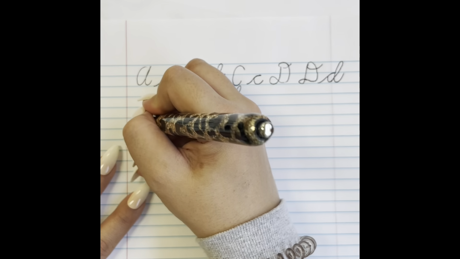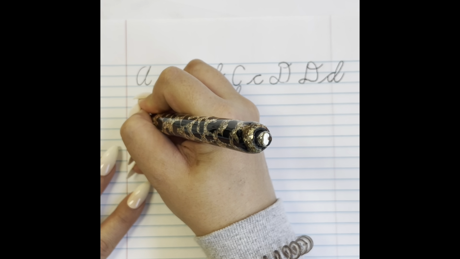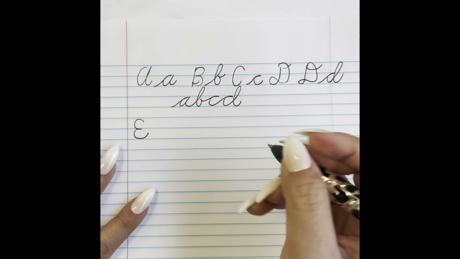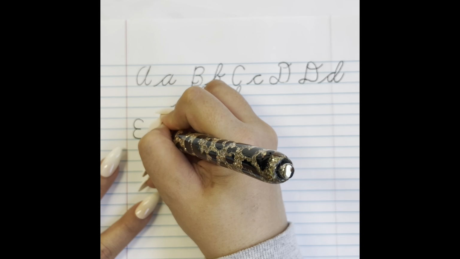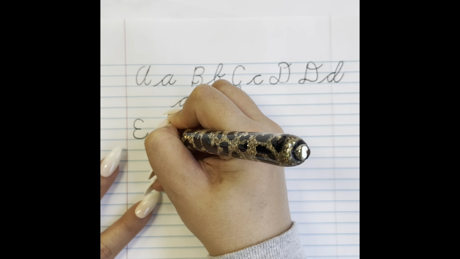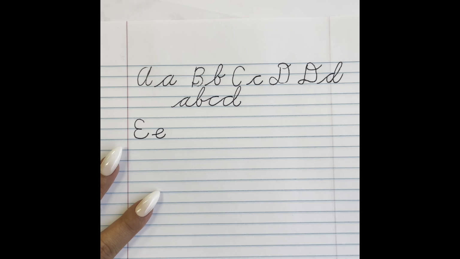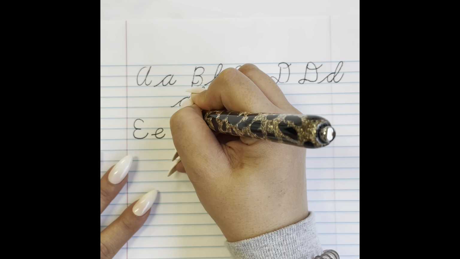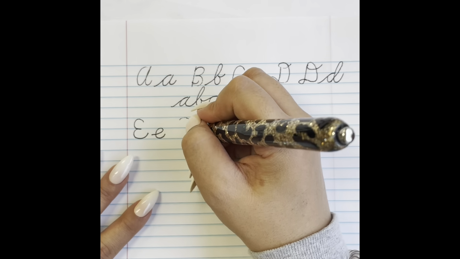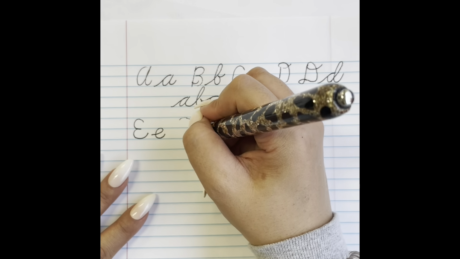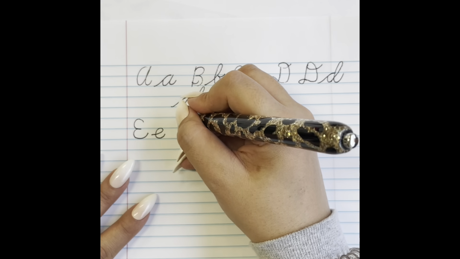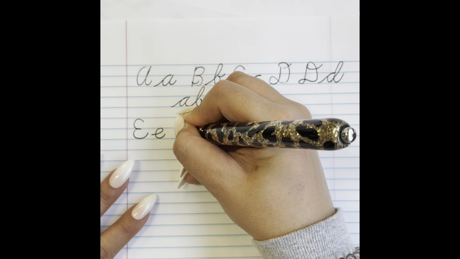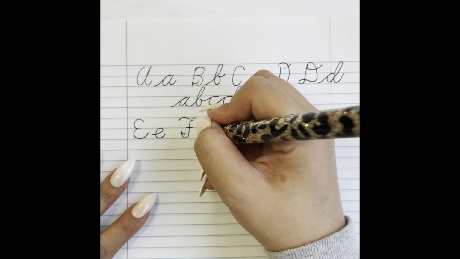Now we're going to do E. E looks like a backwards 3. Then the lowercase e will start this way, go up, loop around. Then your F, you're gonna do a little squiggly. It doesn't really matter which way you draw your squiggly. Go up, around, and curve. The lowercase F.